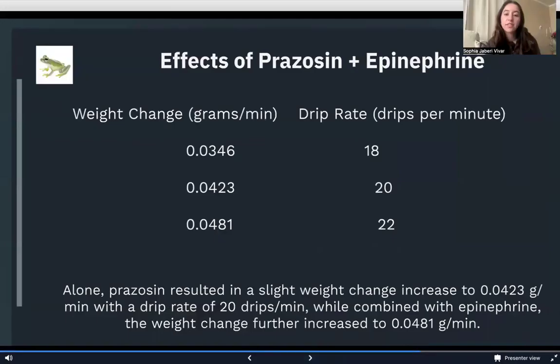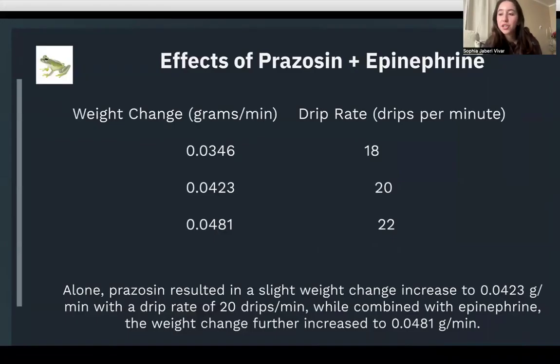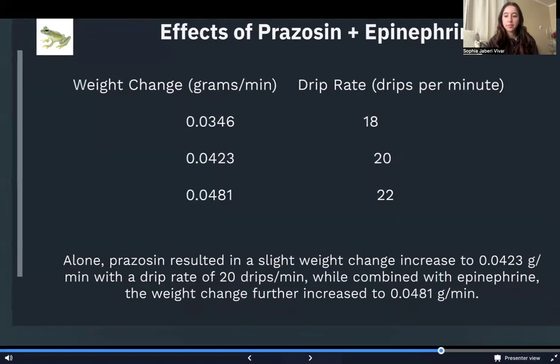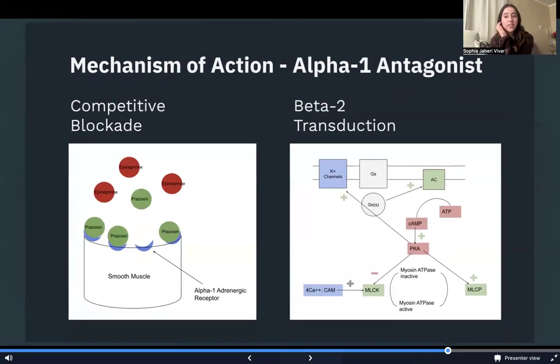We also looked at the effects of prazosin by itself as well as in combination with epinephrine. With prazosin alone, we saw the weight change increase slightly and then increase even further when epinephrine was also present in the perfusate, showing a gradual increase in both fluid accumulation and drip rate across the treatments. Prazosin acts as an alpha-1 adrenergic receptor antagonist. It does this through a competitive blockade, meaning that prazosin can compete with alpha-1 adrenergic receptor agonists like epinephrine in binding with the alpha-1 receptors.